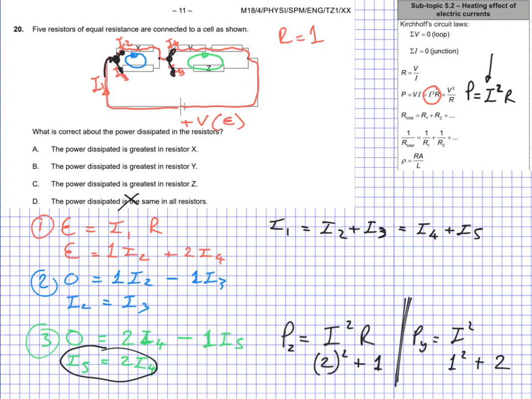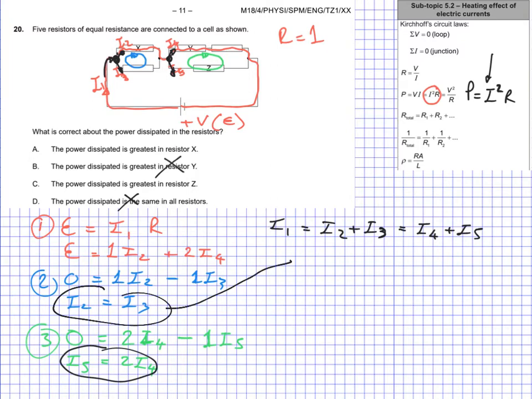So which one creates the greatest power output or the power dissipation? It's going to be Z beating Y. So at this point we can say that we eliminate Y. Okay, now we just got to take a look at X and Z. Will X beat Z? And so to do that, we're going to take a look at our current junction law here. Okay, let's combine these actually. We're going to say I2 is equal to I3, so we can substitute that in and basically say that 2I2 is equal to I4 plus I5, right?